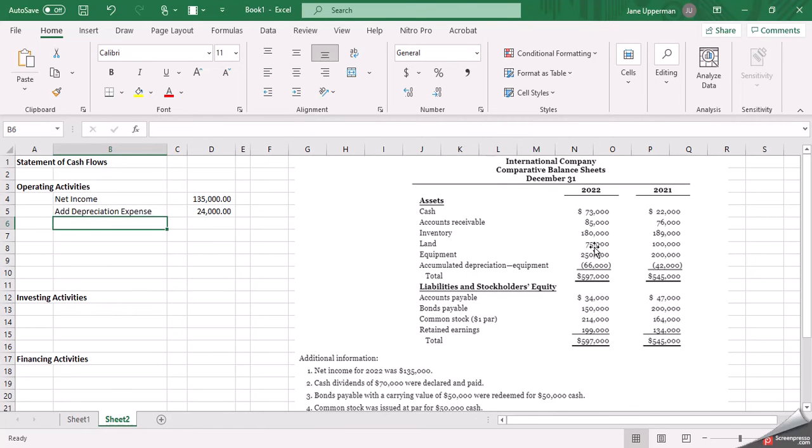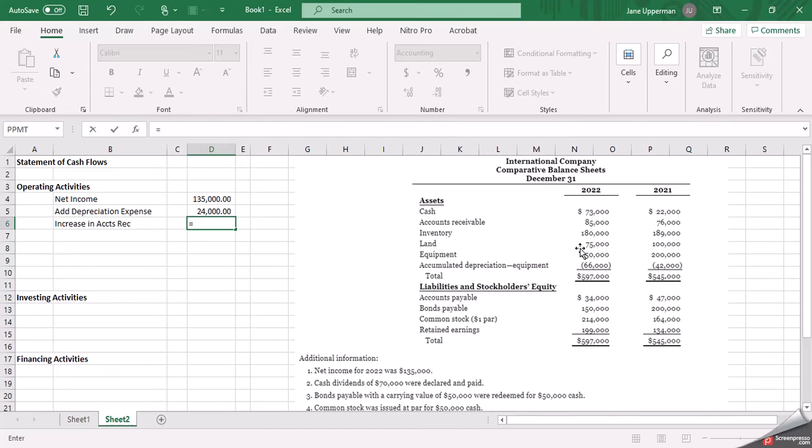So then we come to our changes in our balance sheet accounts. So our accounts receivable went from $76,000 to $85,000. So that would be an increase, that increase in accounts receivable. And again, if you want to, it's 85,000 minus 76,000. Whoops, might help if I put all the zeros in. So that's going to be a $9,000 difference.